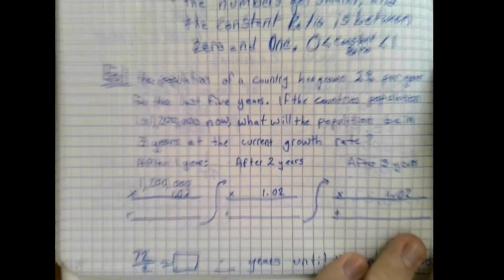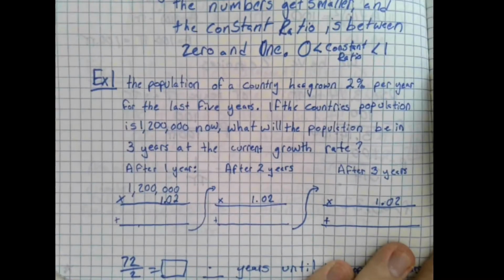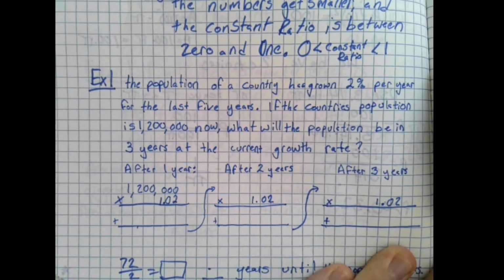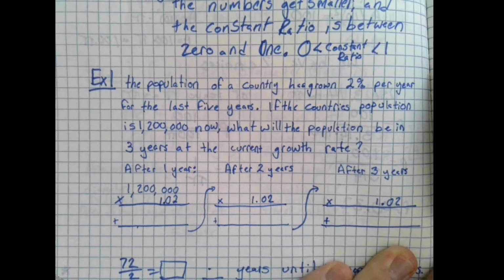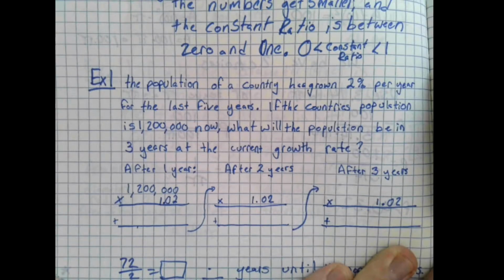Example 1 says, the population of a country has grown 2% per year for the last 5 years. If the country's population is 1,200,000 now, what will the population be in 3 years at the current growth rate?